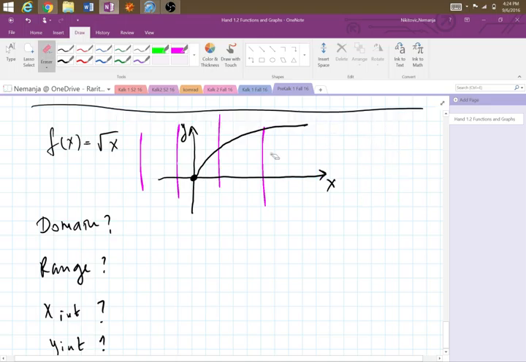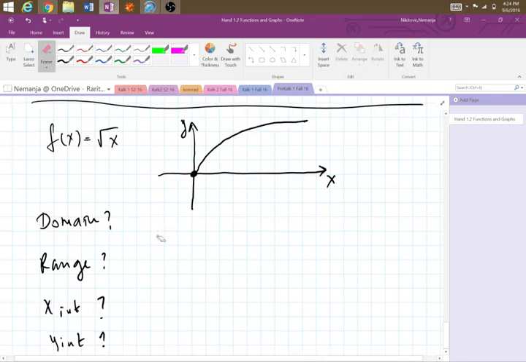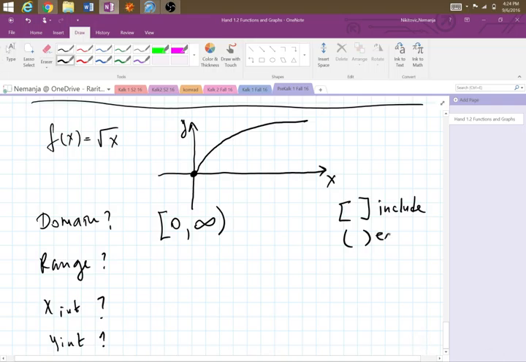Now I'm going to remove our light source and just simply say that the domain is 0, oops, I have to use the bracket, to positive infinity, and we put parentheses. These brackets mean include, and these parentheses mean exclude. You cannot contain infinity, so we cannot put a bracket there. We put parentheses. But 0 is included, so therefore we have the bracket at 0.